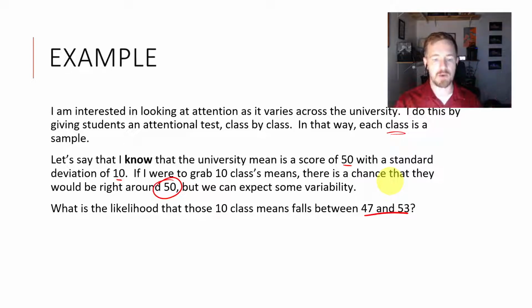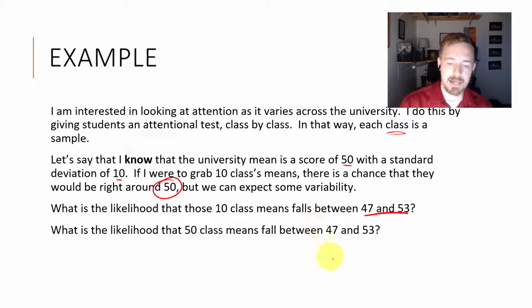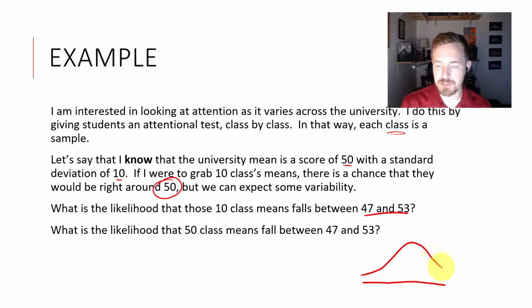Let's think about what we're asking here. And again, I love drawing out these sampling distributions to help visualize what I mean here. So let's say that we know that the population is 50 and it has a curve that looks like this. So I get 10 class means. What is the likelihood they are going to fall somewhere between 47 and 53? So here I have a standard deviation of 10. So I could probably expect something that looks kind of like this.